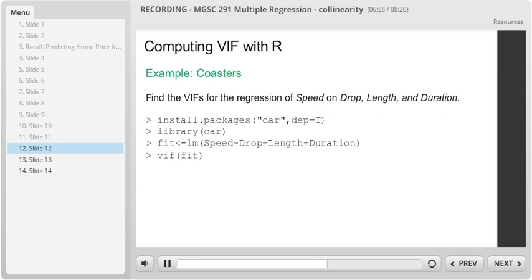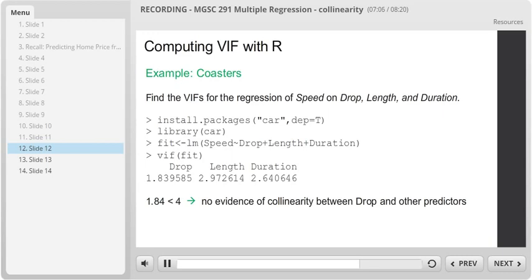The function is a lowercase vif, and the argument is the name of our regression model, which we named fit. Notice that the VIF for drop, 1.84, is lower than 4, the suggested cutoff for collinearity. So we do not have evidence of collinearity between drop and the other predictors. Similarly, we have low VIFs for length and for duration. So again, there is no evidence of collinearity.